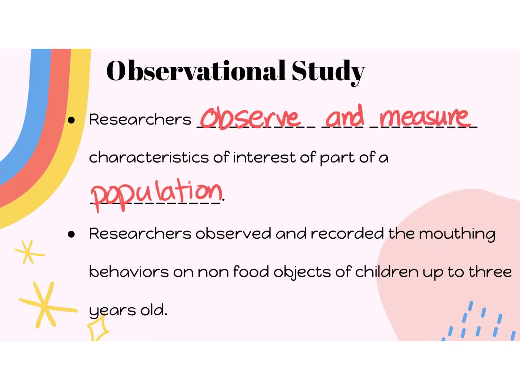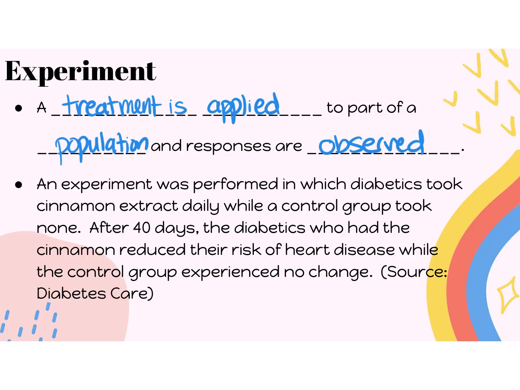Okay, our next new word is our types of statistical studies. Our first one is an observational study. Researchers observe and measure characteristics of interest of a part of a population. So an example of this would be researchers observed and recorded the mouthing behaviors of non-food objects of children up to 3 years old. So all they did was watch the children, watch how they kind of chewed on toys. They didn't change anything about it. That difference comes in with our experiment.